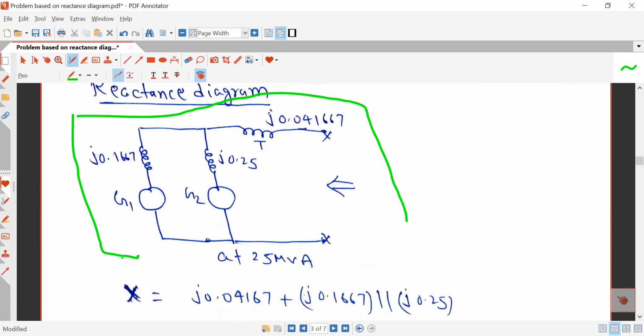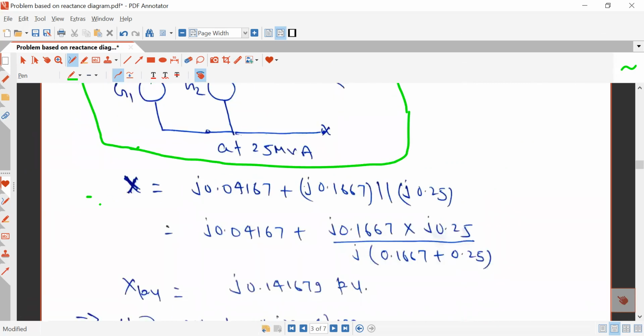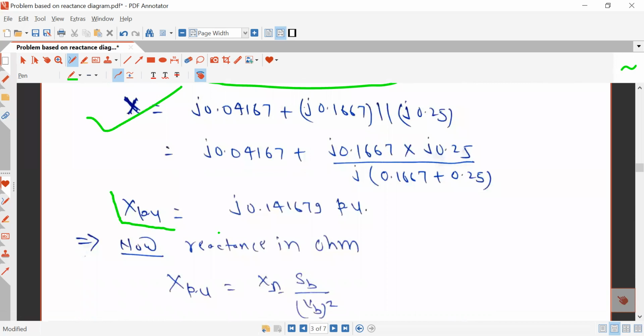Now the question is to calculate the through impedance of the power system. So when you calculate the impedance or reactance of this block diagram or power system, these two reactances will be in parallel, and with this parallel connection, these reactances will be in series. So in this way you can calculate the per unit value of the through impedance.